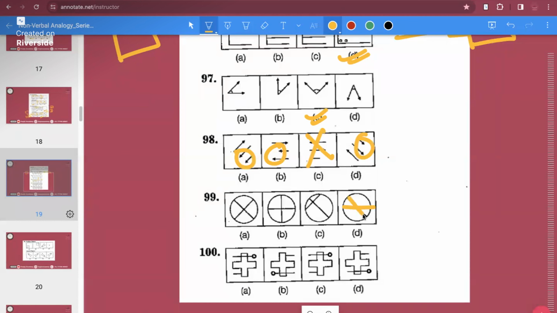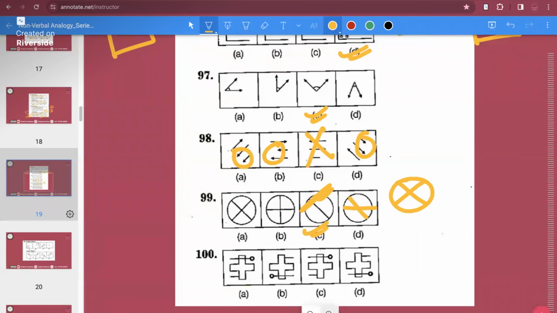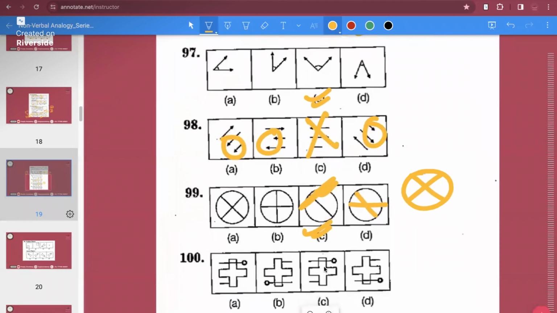Again, C. The logic behind this is that had there not been this particular line, this question would have been disputed. Again, you would have concluded, okay, fine, there is only one line which is a diameter. In all other circles, there are two diameters. Right, guys? Shall we go with 100?